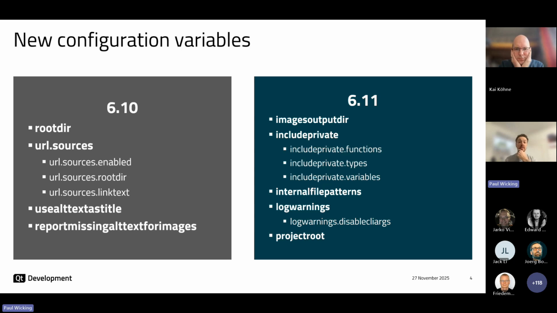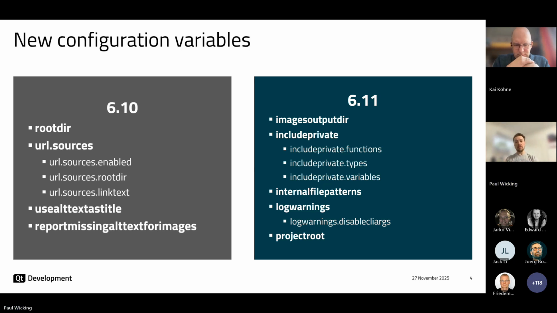On the configuration side, we've added 13 new variables across both releases. They cover source code linking, image handling, warning logs, and fine-grained control over what gets documented. I'd like to call out include private from 6.11, which allows documenting C++ private members, so functions, types, and variables. Combined with the restored show internal functionality, this means we can now generate complete internal documentation again.